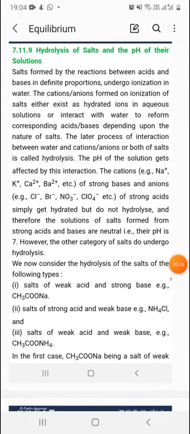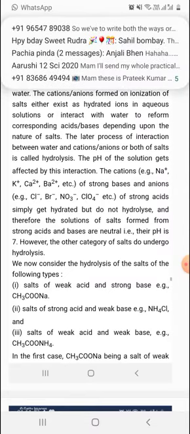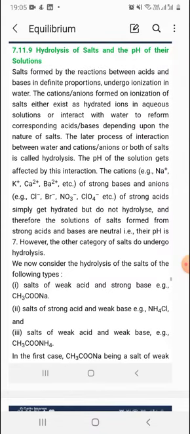Good morning, students. I'm your chemistry teacher Swati, and in this video, I'm going to explain the topic hydrolysis of salt and the pH of their solutions, the buffer solution, and the sparingly soluble salts, and the common ion effect. So, the topic is the hydrolysis of salts and the pH of their solutions.